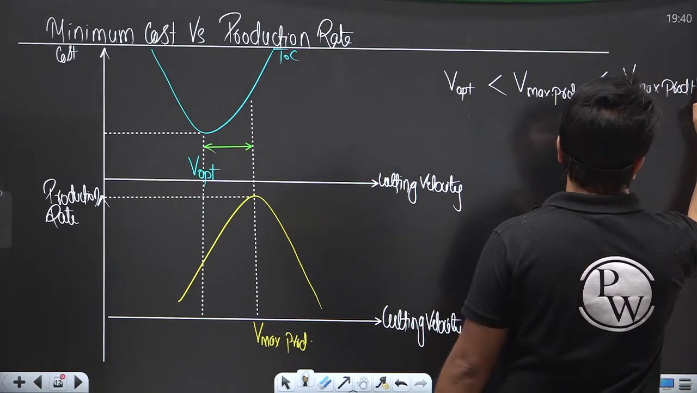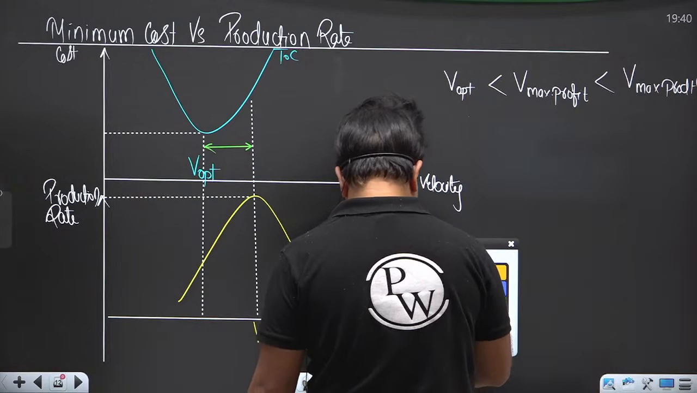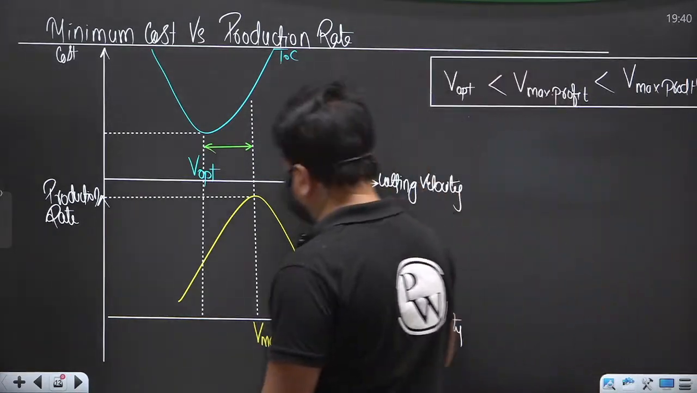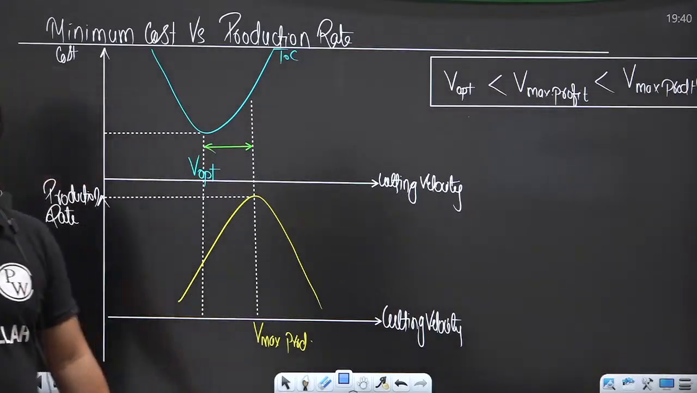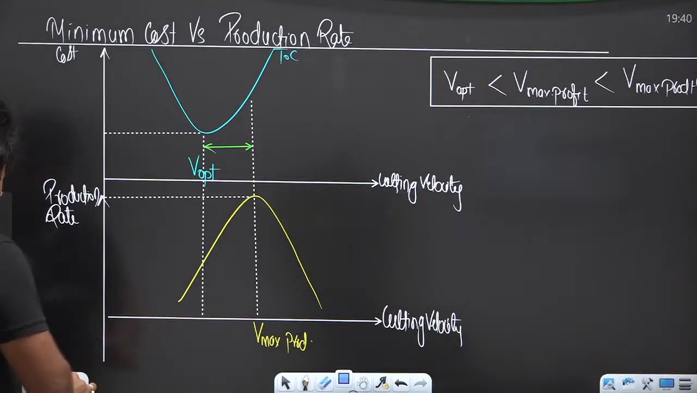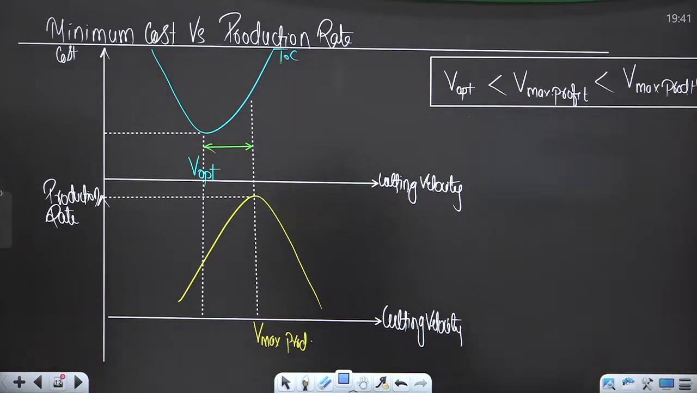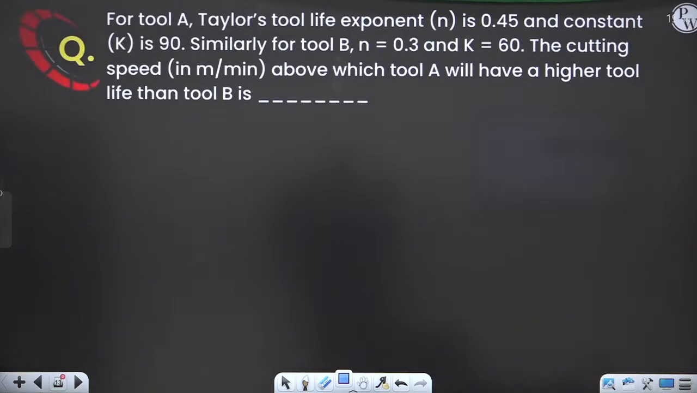Please always remember this relation and graph. It is a very important parameter. So I hope this point is crystal clear to everybody. If there is any doubt, you can ask. Now let's move to numerical.